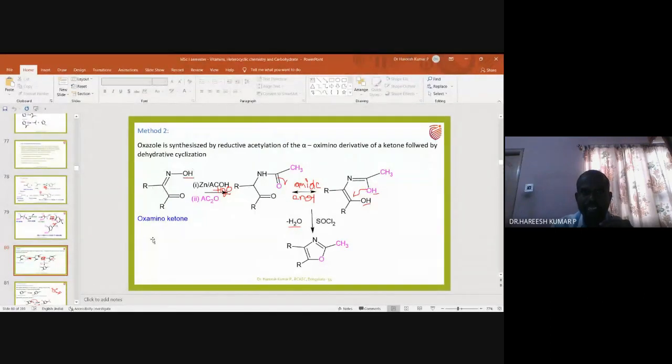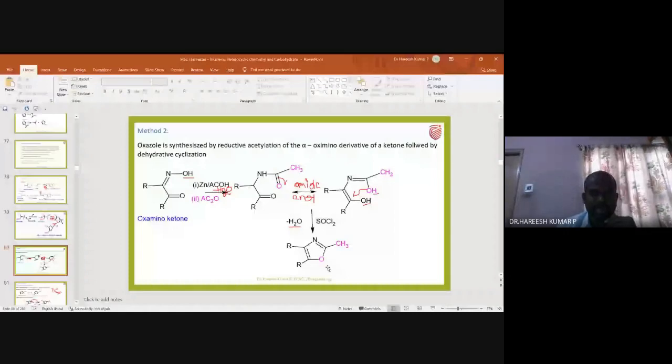Alpha oxamino ketone, when it is subjected to reductive acylation, gives N-acetyl ketone, alpha N-acetyl ketones, and this gives rise to oxazole. So this is the second method of preparation or synthesis of oxazole.